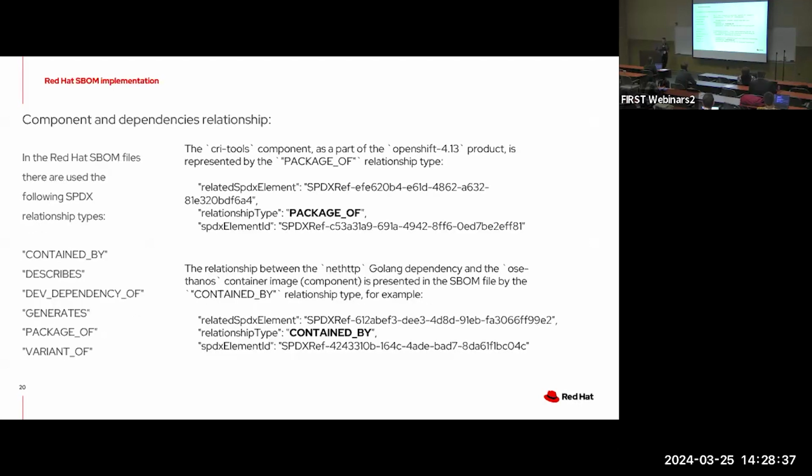Now, at the end, there is a relationship section that connects all components from the SBOM, packages, containers, their dependencies together, including also the relationship between those components and the product itself. In Red Hat SBOM files, we use SPDX relationship types: contained by, describes, dev dependency of, generates, package of, and variant of.